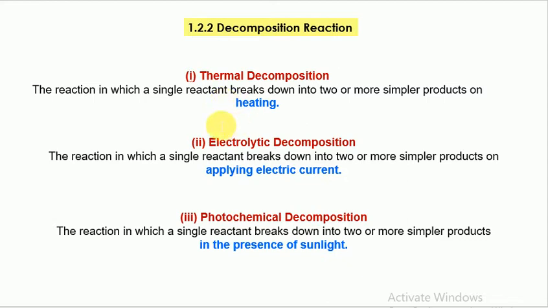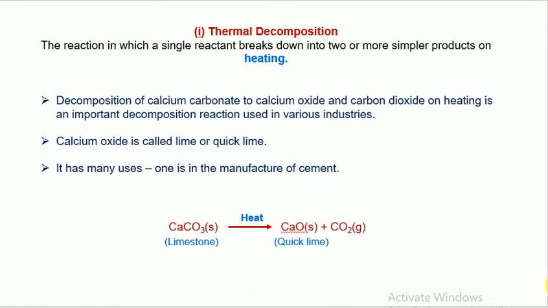So number 1 is thermal decomposition, the reaction in which a single reactant breaks down into 2 or more simpler products on heating. Electrolytic decomposition, the reaction in which a single reactant breaks down into 2 or more simpler products on applying electric current. And photochemical decomposition, the reaction in which a single reactant breaks down into 2 or more simpler products in the presence of sunlight. Now we'll see one by one.